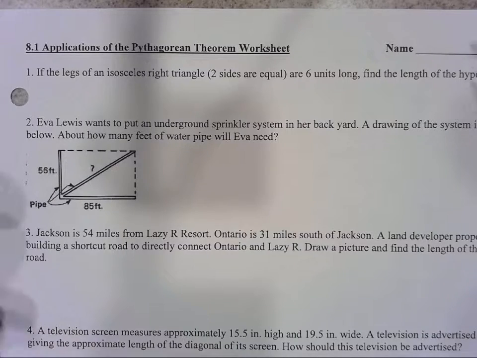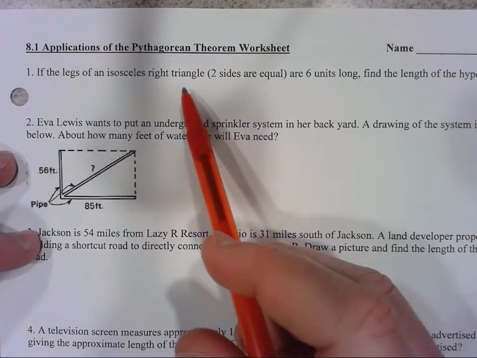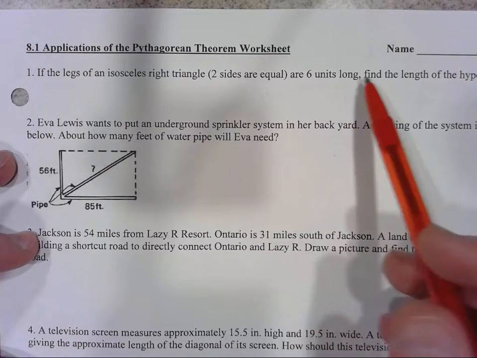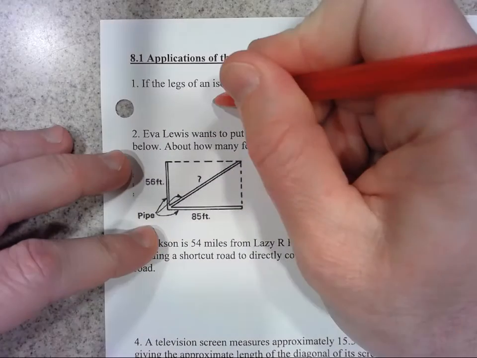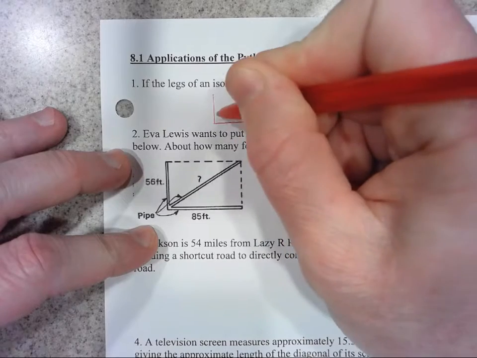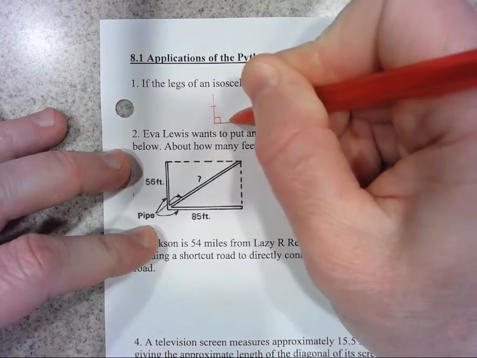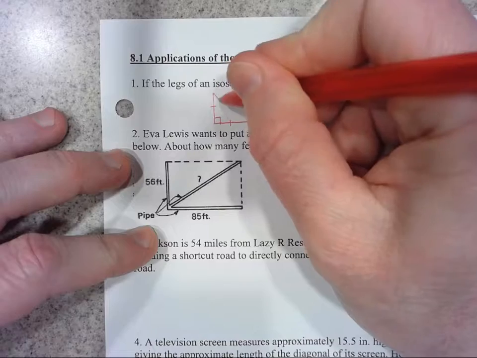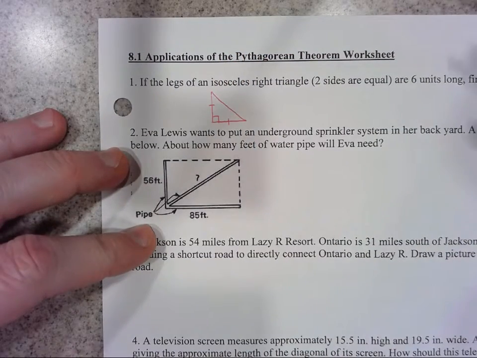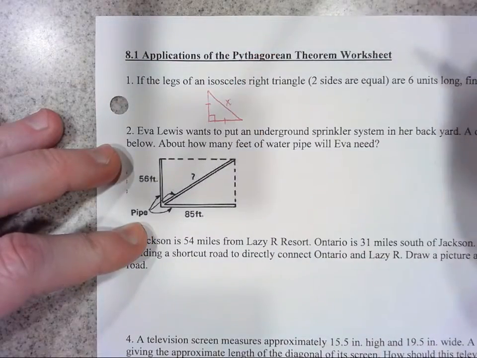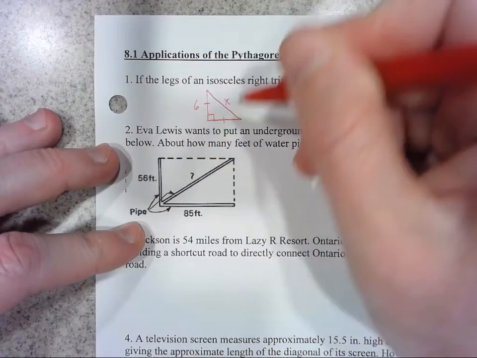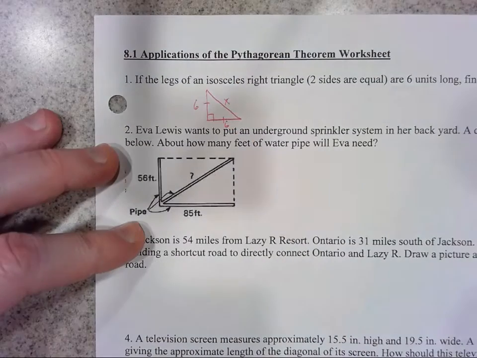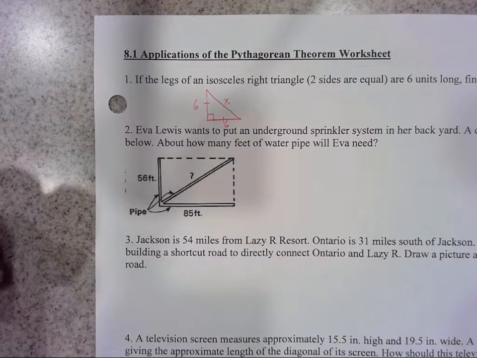In the first question, if the legs in an isosceles right triangle are 6 units long, find the length of the hypotenuse. An isosceles right triangle means that two lengths in the right triangle are equal. The two sides are both 6 units long. Use that to find the hypotenuse.